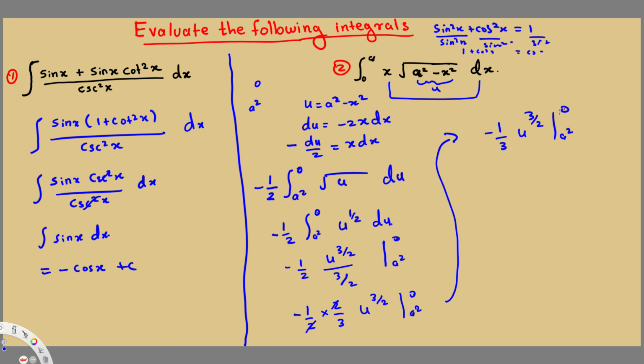If I substitute 0 for u, the whole thing will become 0. So this one is 0 minus, then we have a minus sign right here, minus 1 over 3. If I substitute a square for u, let's see what we get. A square power 3 by 2, the 2 cancels, and it's going to be a cube. And this minus minus becomes plus, so this is going to be plus 1 over 3 a cube, and that is the final answer.